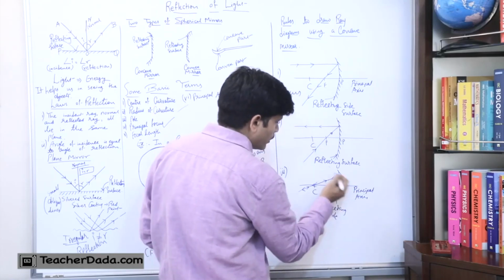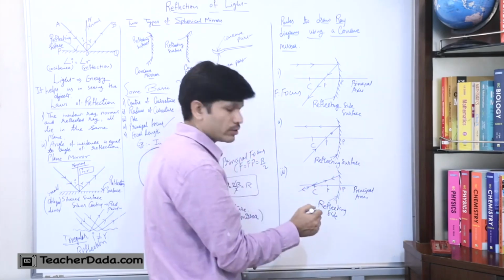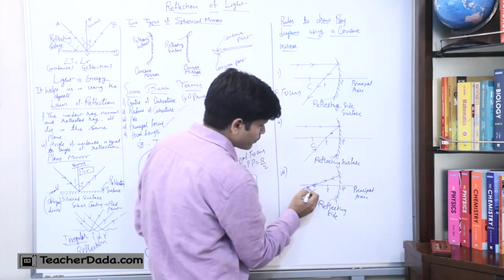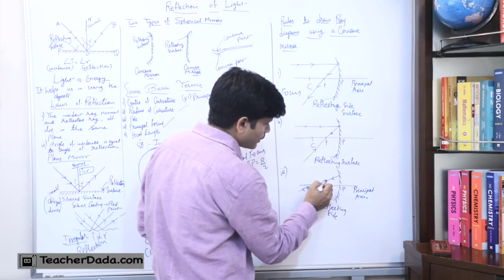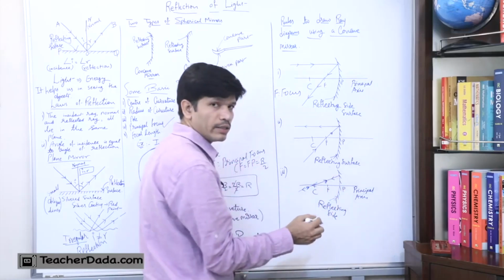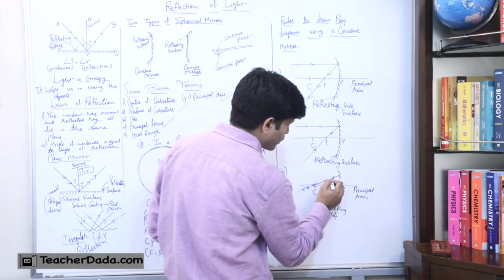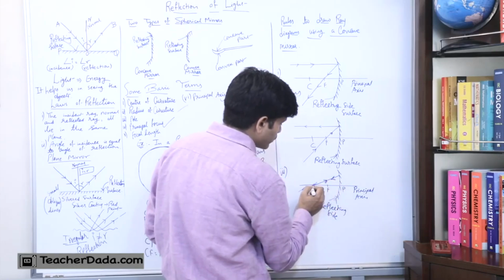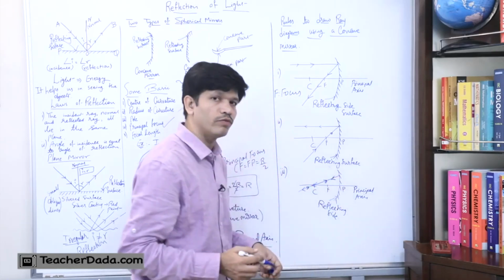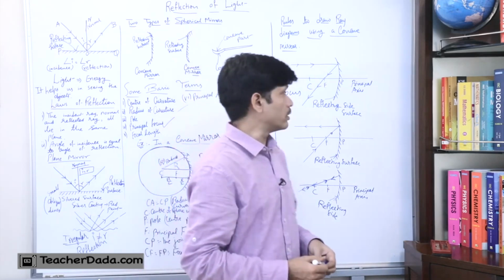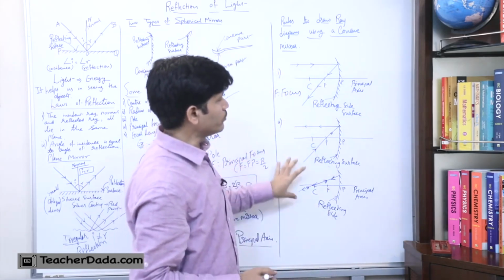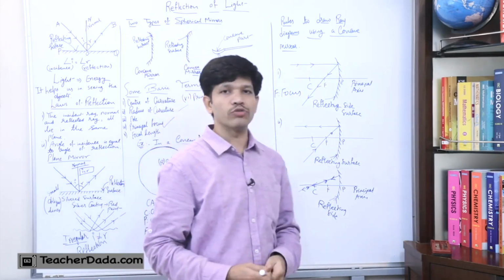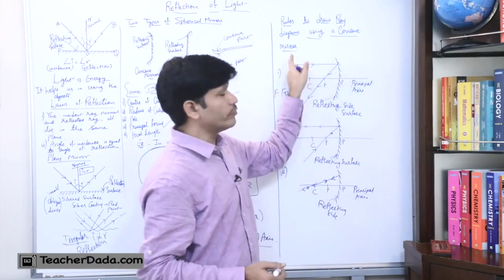it will reflect back along the same path. You can see the arrowheads like this. These are the arrowheads when the light is incident on the reflecting side, and again it is reflected back along the same path. That is, it will again pass through the center of curvature. So these are the three rules which we need to draw ray diagrams using a concave mirror.